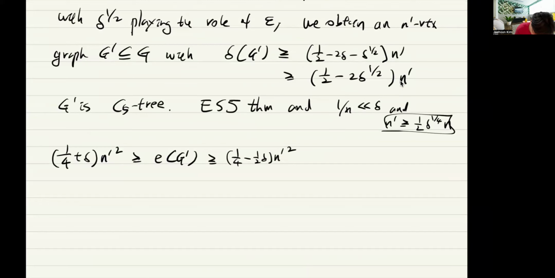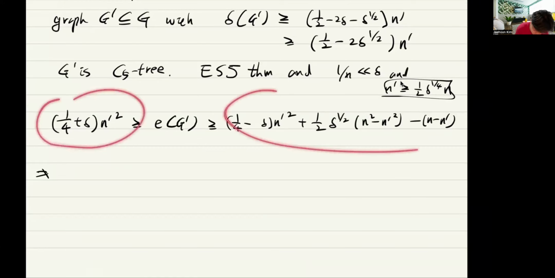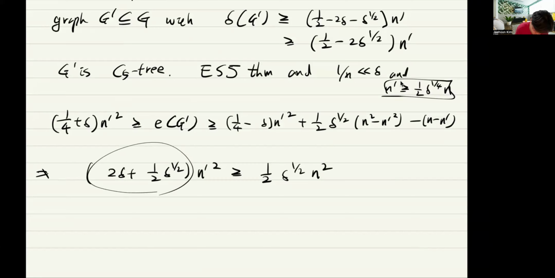Low delta? Maybe just delta n square plus half times the square root of delta n square minus n prime square, minus n minus n prime. And solving this inequality, you can get that 2 delta plus half square root of delta n prime square is at least half delta n square. Then what? If you divide this, then n prime square is what?